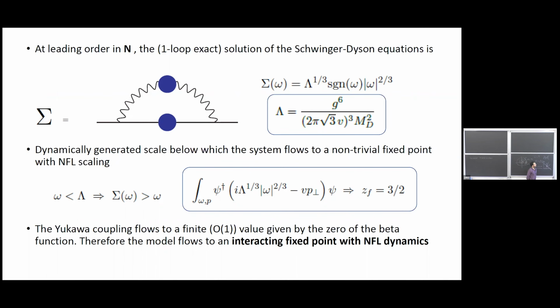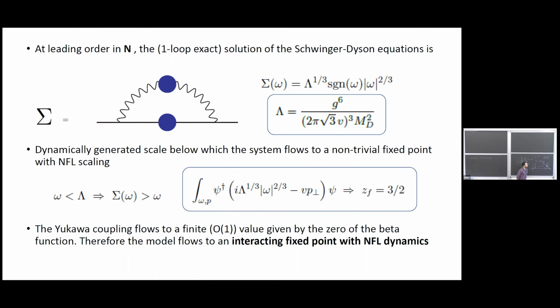Where it happens is given by this dynamically generated scale, which we call lambda, and it is the non-Fermi liquid scale. Essentially, for energies below lambda, the effective dispersion relation of the degrees of freedom is given by omega to the 2/3 and, of course, the momentum-dependent piece. So we say that the fermion here has a dynamical critical exponent of 3/2.